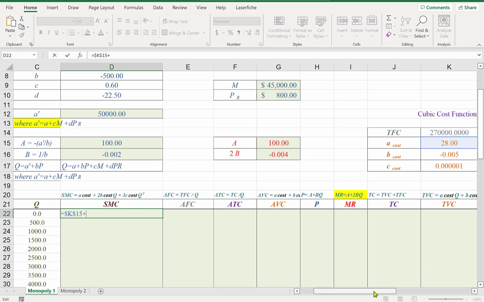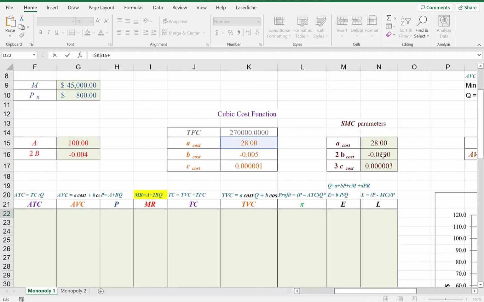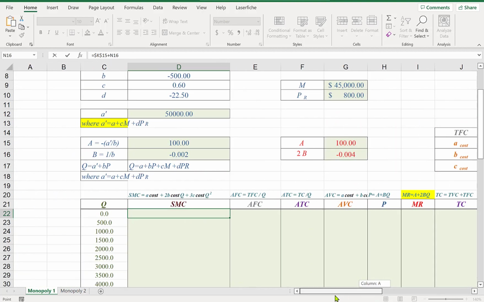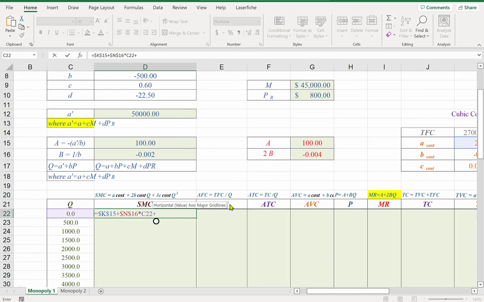Plus, actually, let's grab it from here: 2B cost. I am going to put dollar signs here too to fix this, so it always grabs from there. Times quantity, I'm going to grab from here, and I'm not going to fix the values because I want quantity to change. And plus 3C cost, you see it here.